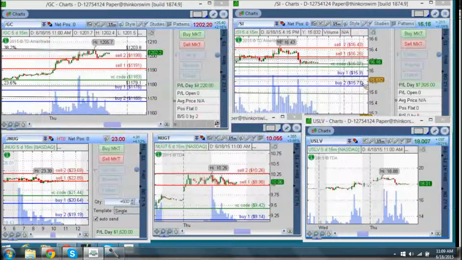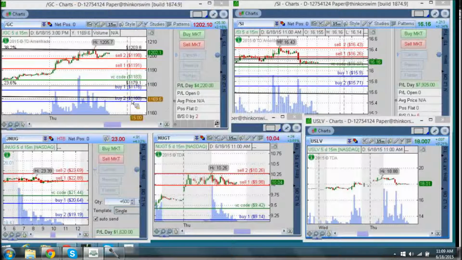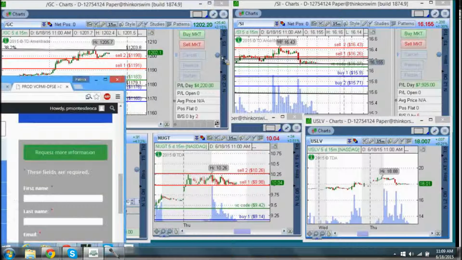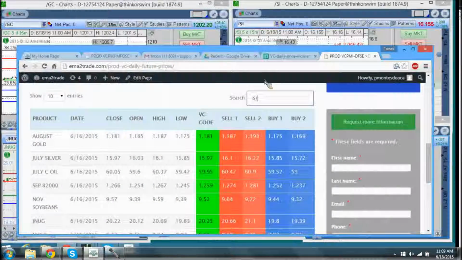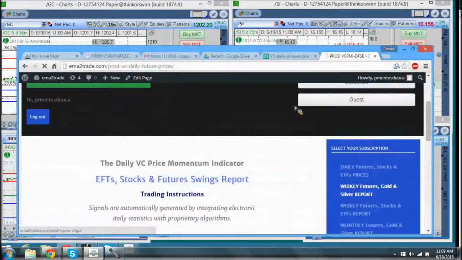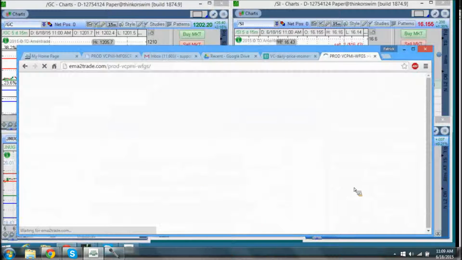This algorithm is so far giving us a very, very high probability of success, and I'm going to go through the numbers a little later on and show you the percentages and so on. But where we are right now is that we have taken positions on a swing trade. We use the weekly algorithms in conjunction with the daily waves.